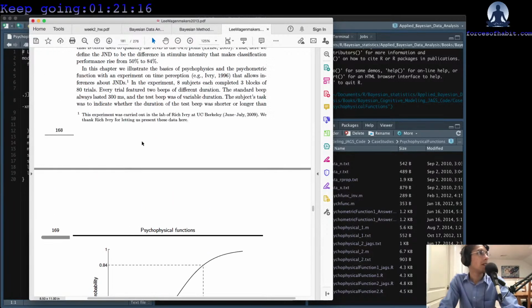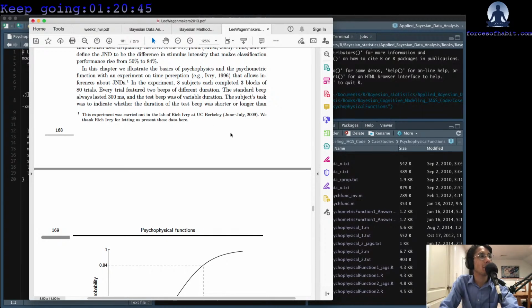Okay. So for this particular experiment, we're going to be looking at 8 subjects who completed 3 blocks of 80 trials, so 240 trials in total, and each trial had 2 beeps of different durations, it looks like. One beep lasted 300 milliseconds, and the test beep was variable. So we get a beep, and then a beep, or beep, beep.